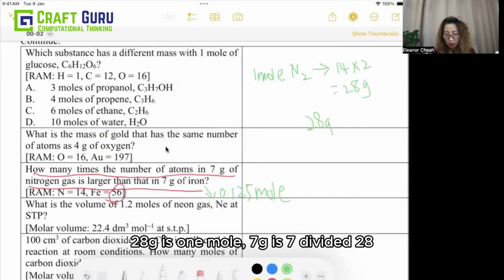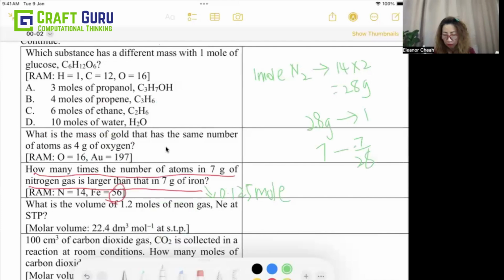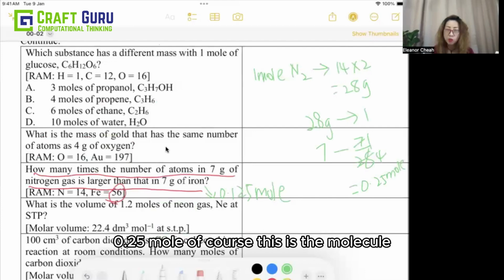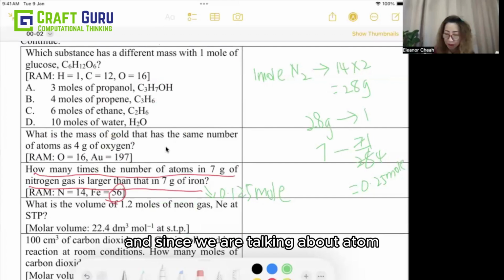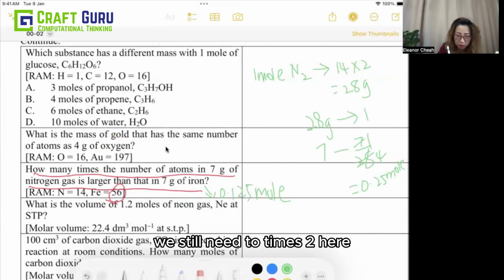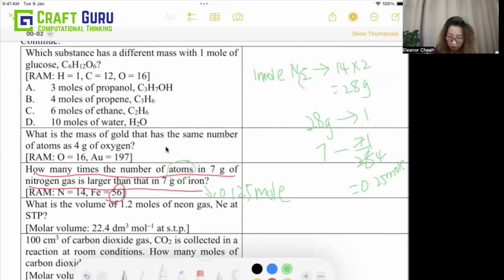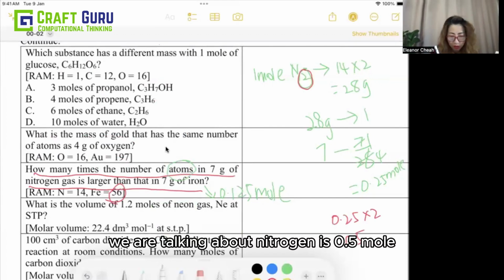Okay, let's put it like this. 28 grams is 1 mole. 7 grams is 7 divided by 28. 1/4 is 0.25 mole. Of course, this is the molecule. And since we are talking about atom, we still need to times 2 here. So 0.25 times 2 is 0.5 mole. So we are talking about nitrogen is 0.5 mole.